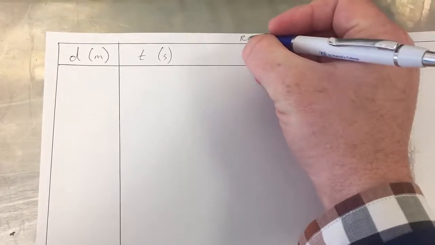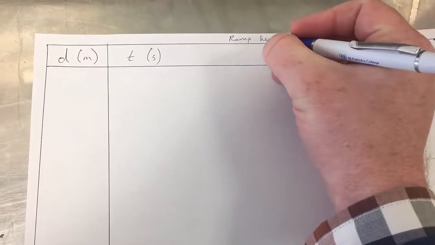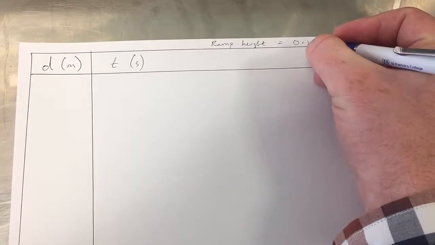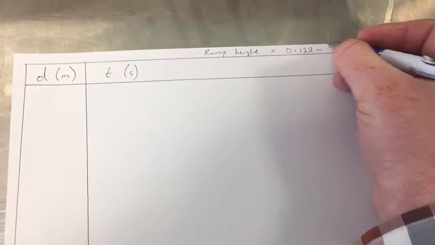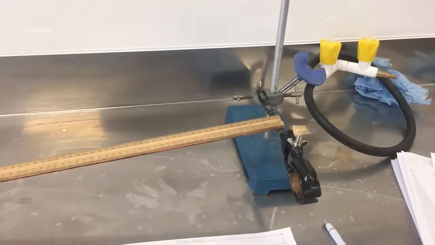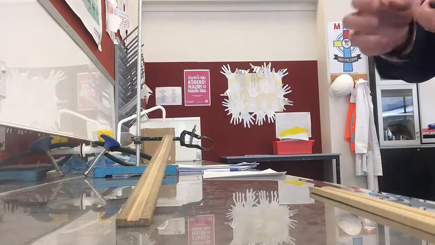I'm going to record that on my table. Let ramp height equal 0.122 meters at one end, so if anything gets moved or adjusted, I can set it back up to the appropriate height at one end. And I'm going to start off nice and low.